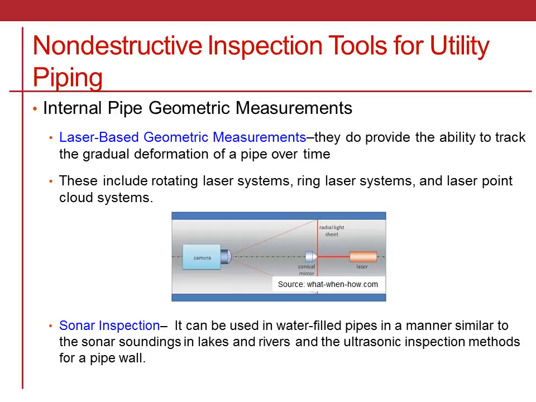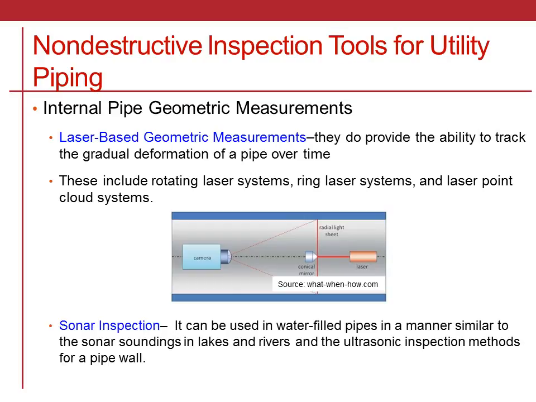The external pipe geometric measurement provides only exterior information. The internal diameter and condition of a pipe are more important because its capacity and reliability can be determined by them.